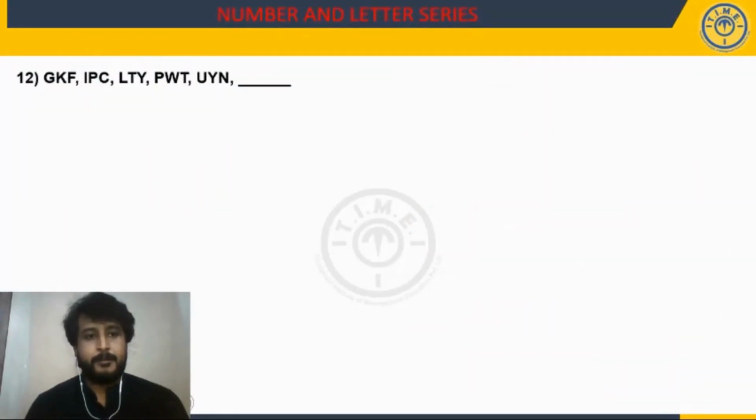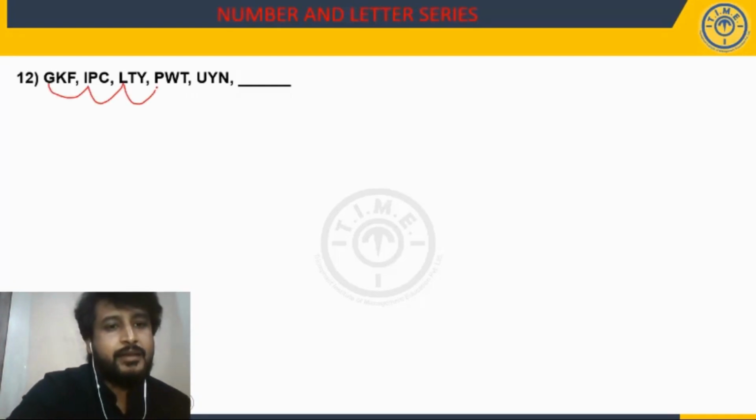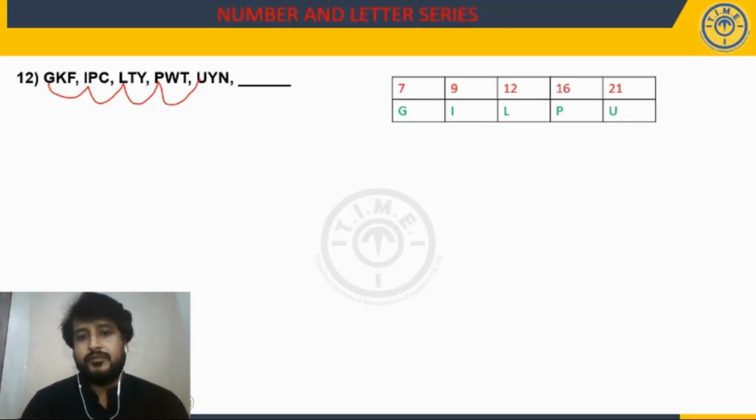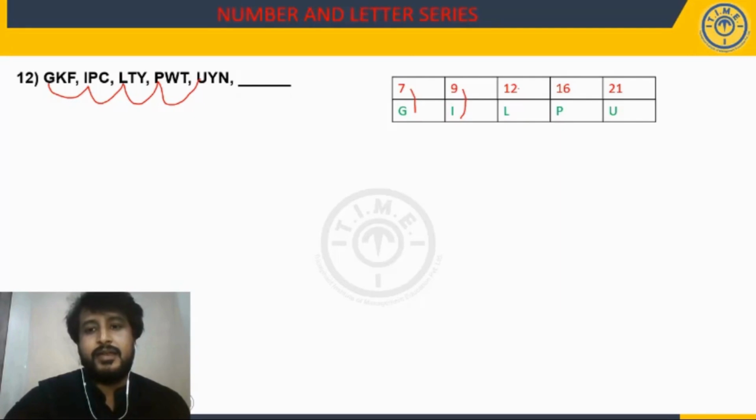Question number 12: GKF IPC LTY PWT UYN. Here also each group consists of how many letters? 3 letters. Now let us try to identify the logic in the first letters: G, I, L, P, U. What is the place value of G? 7. Place value of I? 9. L? 12. P? 16. U? 21. So 7, 9, 12, 16, 21. G's place value is 7, I's place value 9, L's place value 12, P's place value 16, U's place value 21.